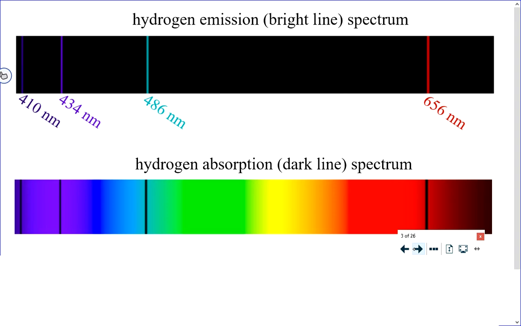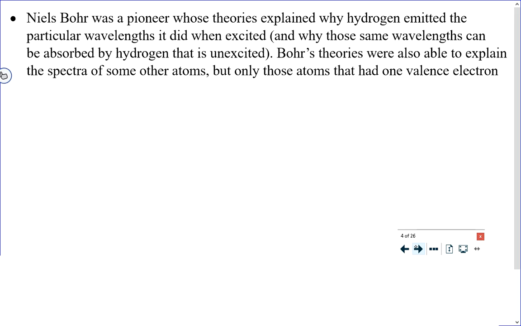And going back to Rutherford, Rutherford can't explain this. Well, Niels Bohr came up with a way to explain it. And his theories are also able to explain the spectra of some of the other atoms, but not all of them. If you're a chemistry kind of person and you look at your periodic table, anything in group 1A is explainable with Niels Bohr's theories.